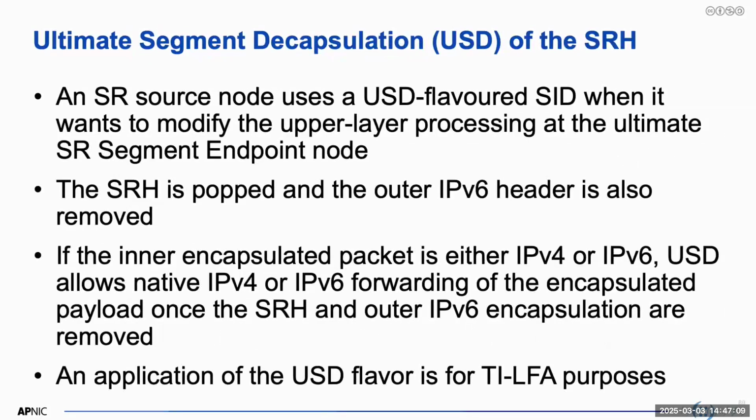The last is the USD. In this case the ultimate node needs to process the inner packet, but before that, since it is encapsulated, it will de-encapsulate it and check the inner packet, which could be IPv4 or IPv6 for the overlay services, and it will then forward the packet based on the inner header it has. And this is also used for TI-LFA, which is the technology, or a way we can say, to provide redundancy in case of SRv6.